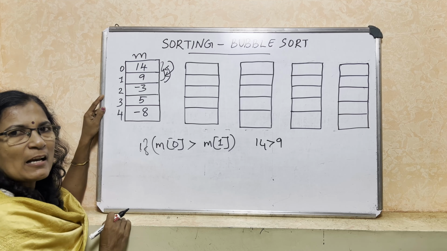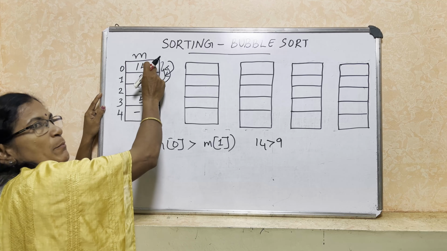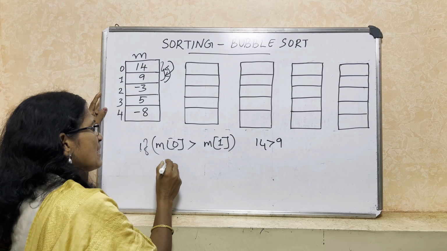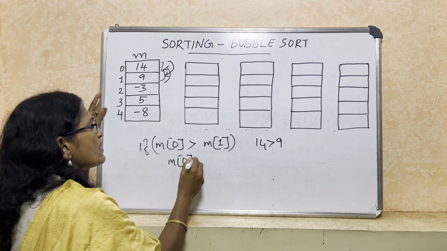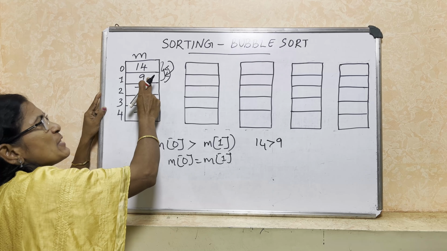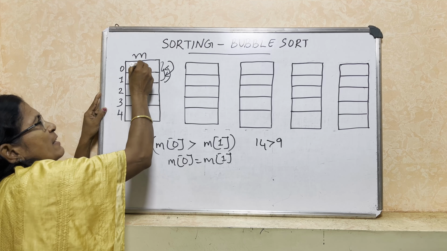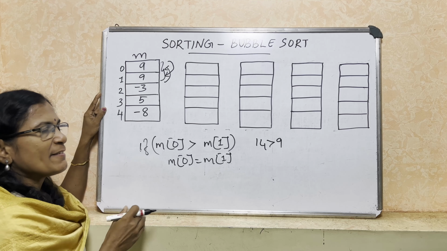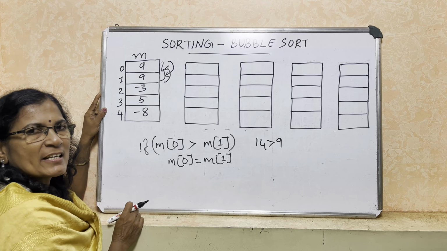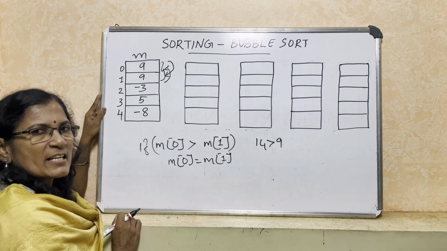How do we interchange the values of two storage locations of the array? M of 1 should be assigned to M of 0 and M of 0 should be assigned to M of 1. Directly if we give the assignment statement, say M of 0 is equal to M of 1, what will happen? Value at M of 1 will be assigned to M of 0. So, first value will be replaced with the second value. So, you lost the first value. So, before you assign the second value to the first storage location, you have to keep the first value safely in another storage location in the memory.